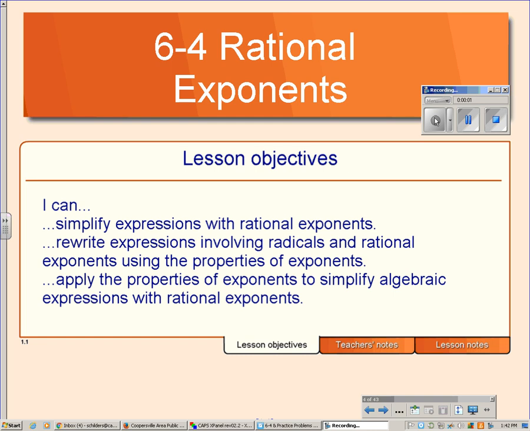This is lesson 6.4 about rational exponents. What we will learn in this video is how to simplify expressions that have rational exponents. We will also learn how to convert back and forth between radical expressions and rational exponent expressions.